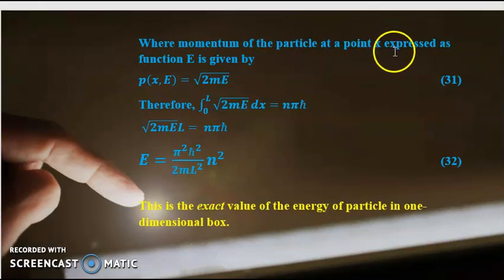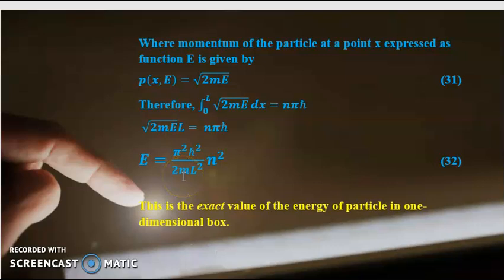Now momentum of the particle at point x, expressed as a function of x and E, is equal to root over 2mE. इस एक्सप्रेशन को वापस हम लोग use करेंगे in the expression for the contour integral. So we will get integral 0 to L square root of 2mE dx equal to n pi h cross, and from here root over 2mE and this dx integrated over 0 to L gives L when the limits are used, equal to n pi h cross, and from here we have E equals pi square h cross square n square by 2mL square.